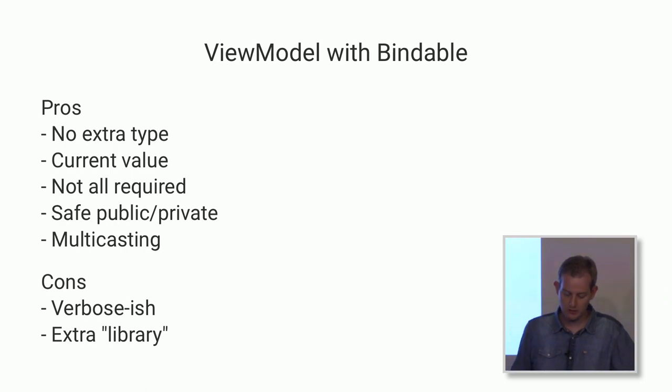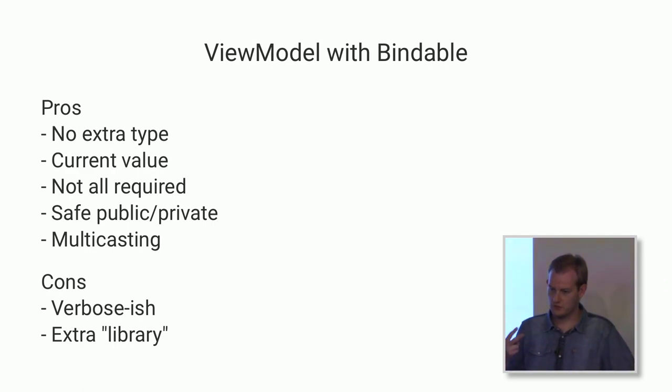So the pros: no extra delegate or something. Still get concurrent access to the current value. Not all properties are required. You can only listen to the ones you're interested in. It's safe with the public-private pattern, so that nobody else can change a variable except the person who's interested in it or who retains a reference to the source. It has multicasting.